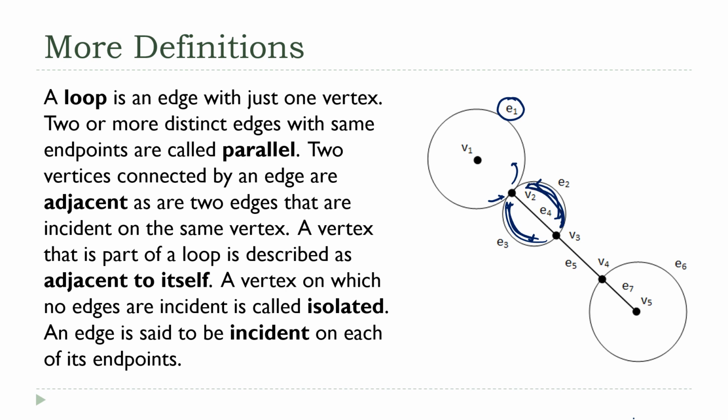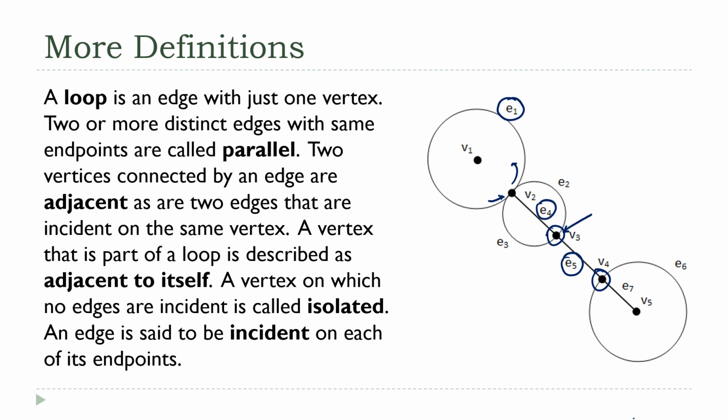Two vertices connected by an edge are adjacent, as are two edges that are incident on the same vertex. So what do we mean here? Well, let's look at E4 and E5. These two are adjacent because they share vertex 3. That's what the incident on the same vertex part means. And similarly, how about two vertices connected by an edge? V3 and V4 are adjacent because they are connected to each other by E5.